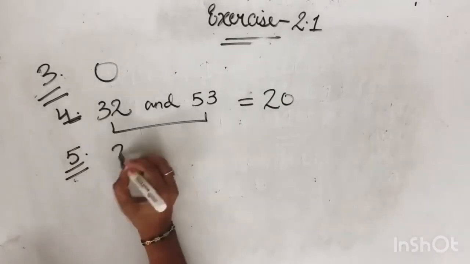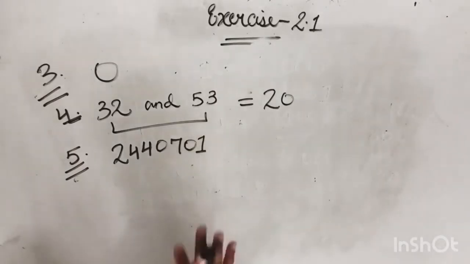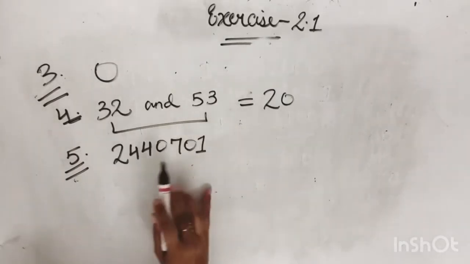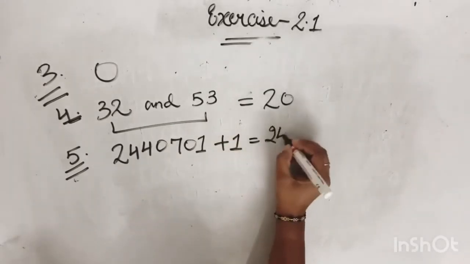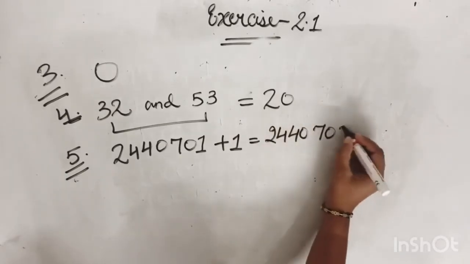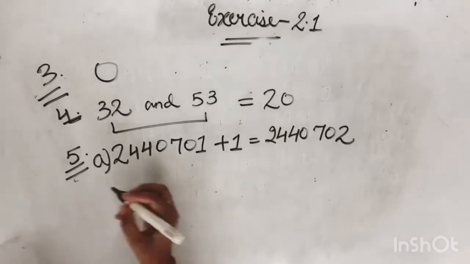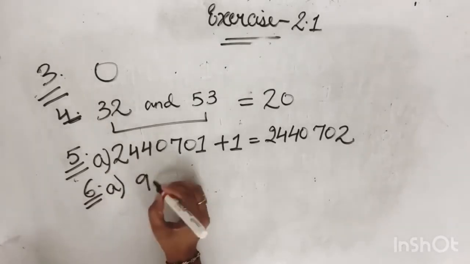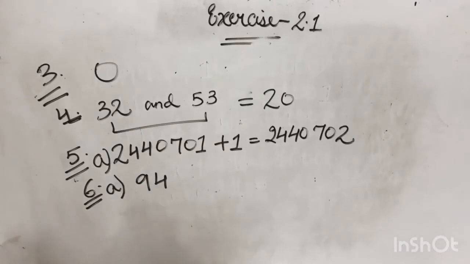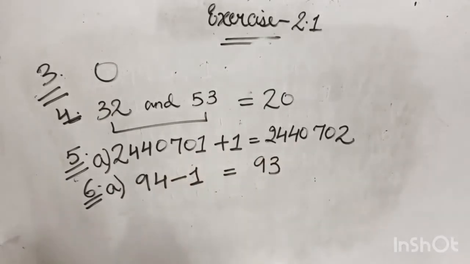Find the successor of this number. Now successor means next number. So when we add 1 to this number, we get the successor. So add 1. This is the A part of the fifth question. You have to do the other parts yourself. Sixth question, A part. Find the predecessor of 94. Now what is predecessor? Previous number. So when you subtract 1 from this number, you will get the predecessor, that is 93.